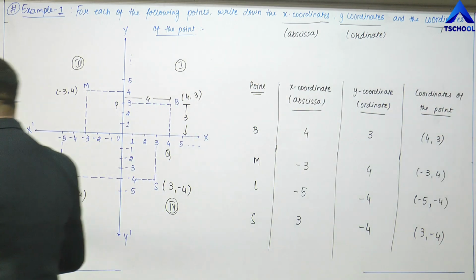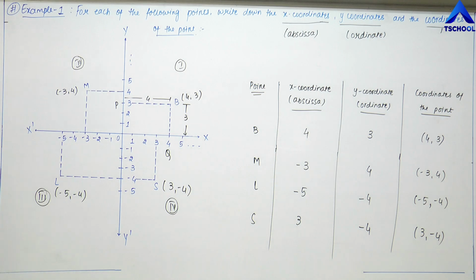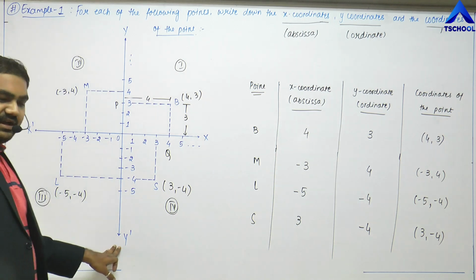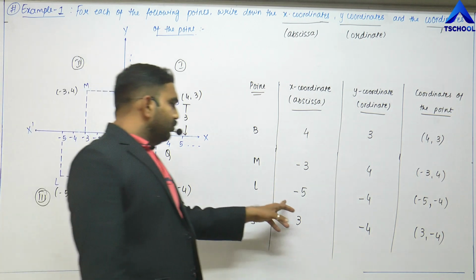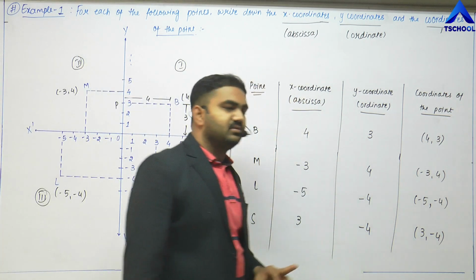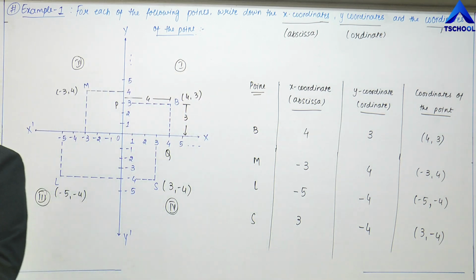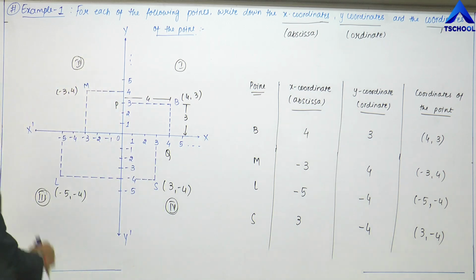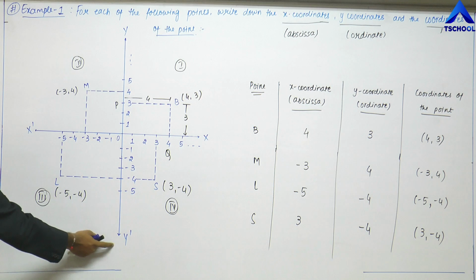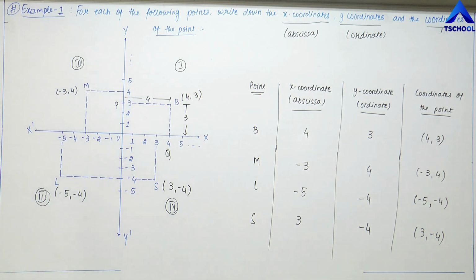Similarly, if you are having a point in the third quadrant, a third quadrant is made up of negative x-axis and negative y-axis, right? So whenever a point is given in the third quadrant, at that time both the coordinates, whether x or y, both the coordinates will be negative. Why? Because it is dealing with the negative x-axis and negative y-axis.